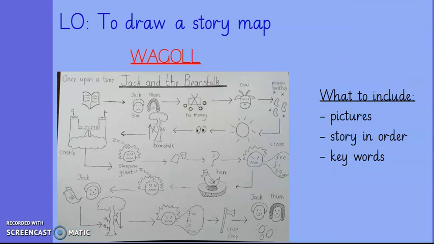To help us to do that, today our learning objective is to draw a story map. Now this is a WAGOLL. Remember, a WAGOLL is what a good one looks like. So this WAGOLL has got the title, Jack and the Beanstalk. It has pictures, okay, so a story map is pictures. It's got the story in order, so the pictures are in order of what happens in the story. And it also includes keywords, so you can see things like castle, beanstalk, giant.